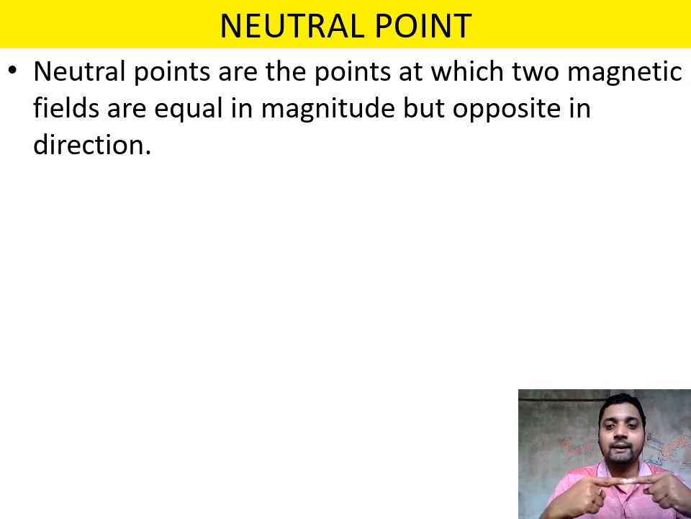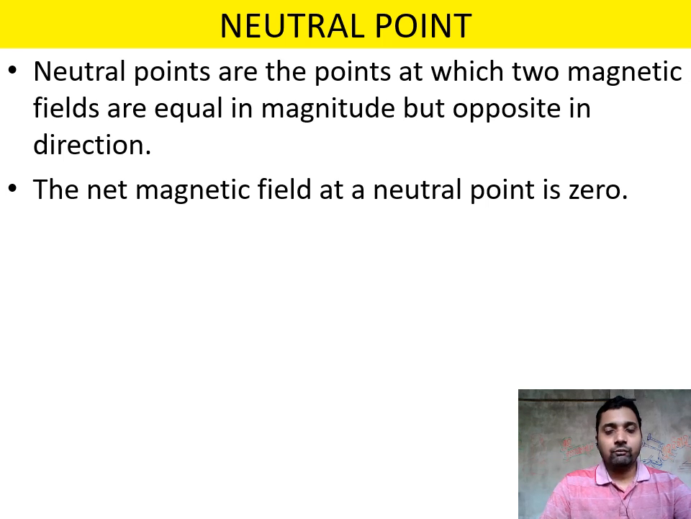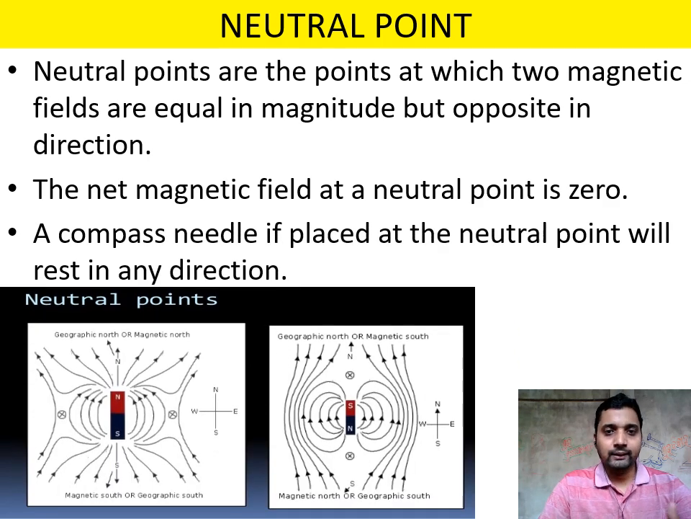So the resultant magnetic force will be zero. At that time, the compass can move in any direction. That is the neutral point. So in the neutral point case, the net magnetic field, the resultant magnetic force, is 0. Here you can see the neutral point. The compass needle rests in any direction.